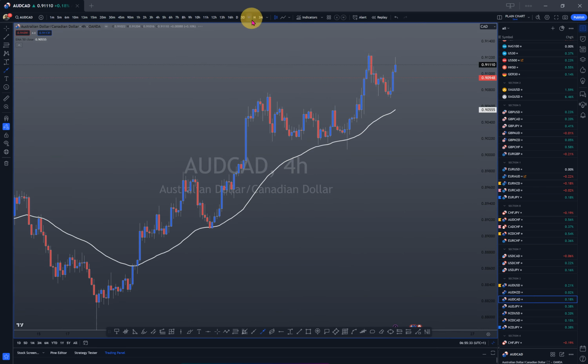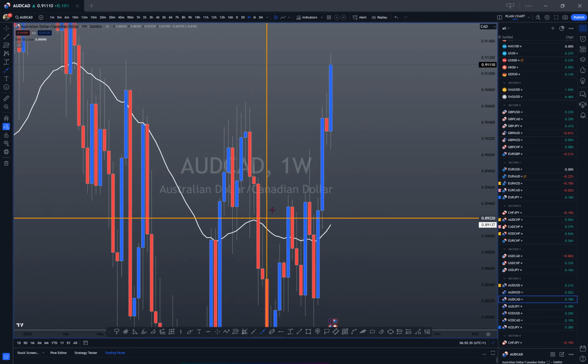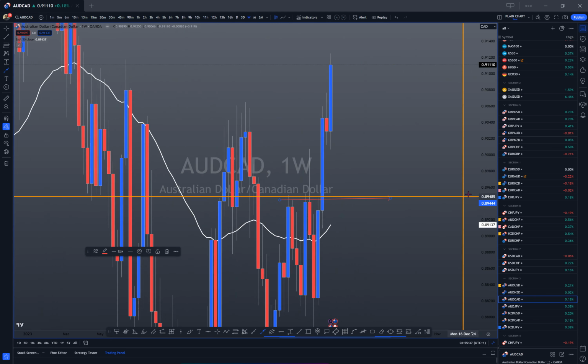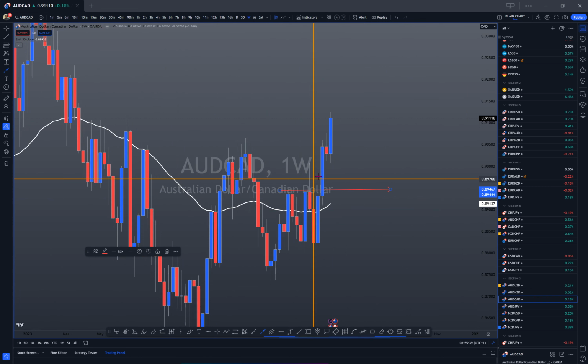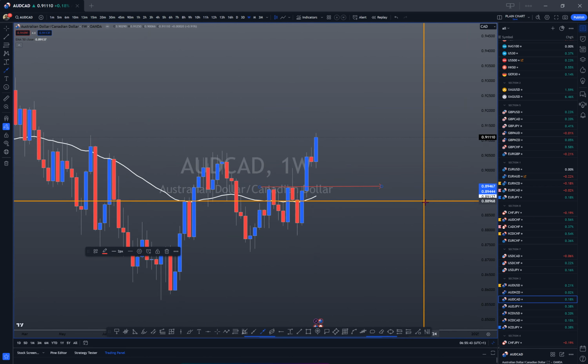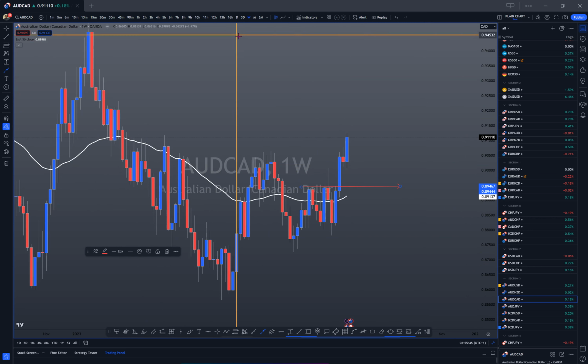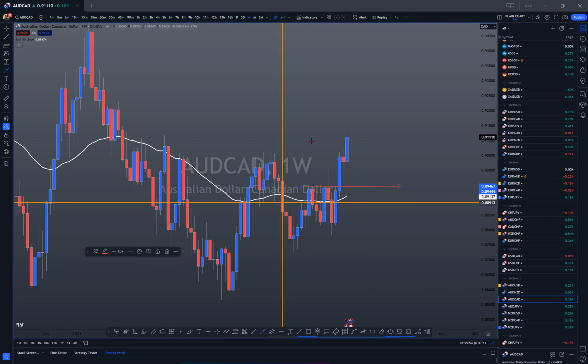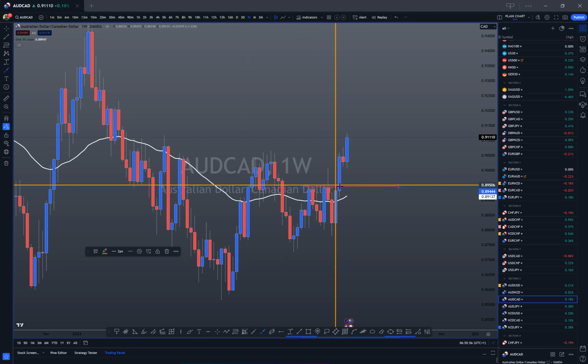So here on AUD CAD, looking at the weekly time frame, you have price above here. So next week, go through the pairs you trade. If you find an opportunity like this, you can come and comment in the session and let us know if you find something the same. If you're on Twitter, you can tag me in your post and I'll have a look at it. So AUD CAD is a decent one.